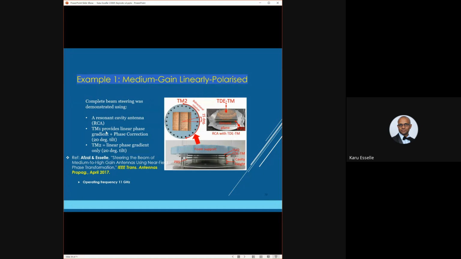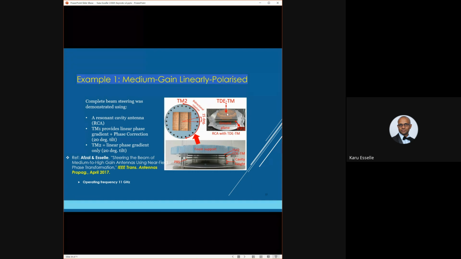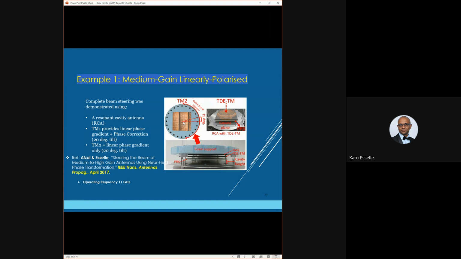So TM1 here does both jobs. It provides phase correction and also the tilt. The upper one only provides the tilt. So the upper one is easy to understand. It's only the tilt. It is like a wedge, a dielectric wedge or dielectric prism.